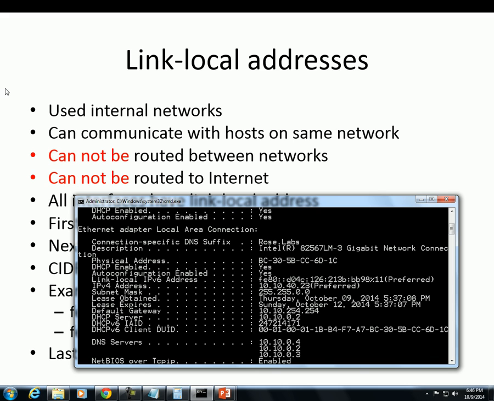So it can communicate with hosts on the same network. It's internal communications only. It can't be routed between networks. It cannot be routed on the internet. It's internal to us only, which is great. So if I want to talk to just you guys in here, I can use that and talk directly to you. I don't have to worry about the broadcast going anywhere. I don't have to worry about bothering anybody. It's going to be just for us.